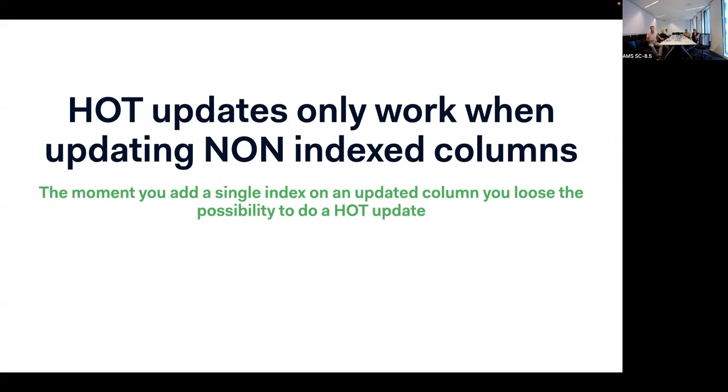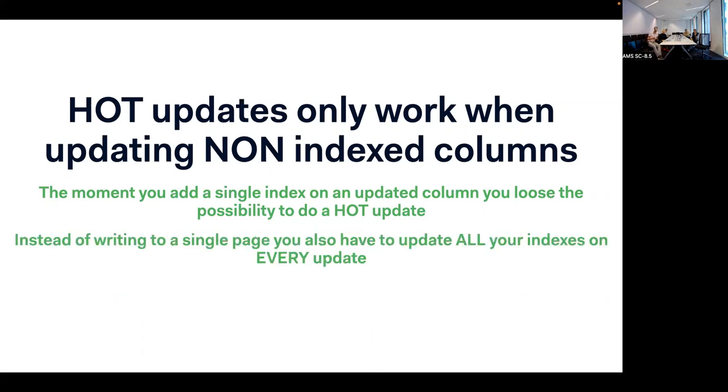The moment you add a single index on an updated column, you lose the possibility to do a hot update. So if you already have 9 indexes on a table and you add a 10th index to this table, and this 10th index contains a column you are frequently updating, now, instead of a hot update where you only update a single page, you have to update 2 pages and all of the indexes. So you actually multiply the amount of work you have to do by a factor of 12. So that's what we are trying to prevent.